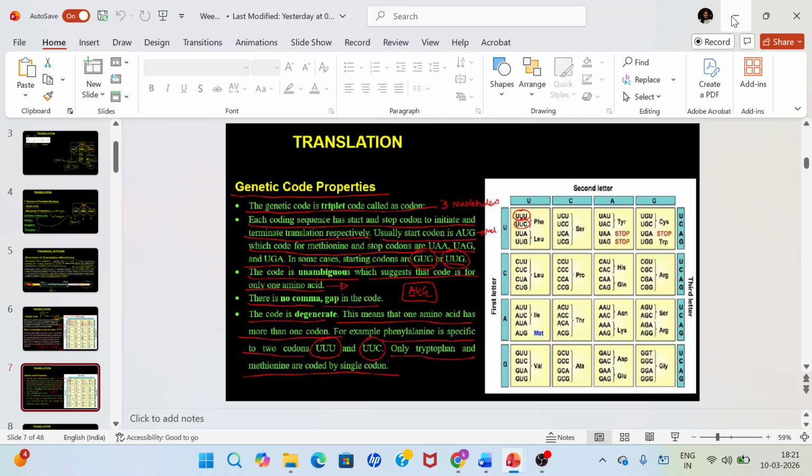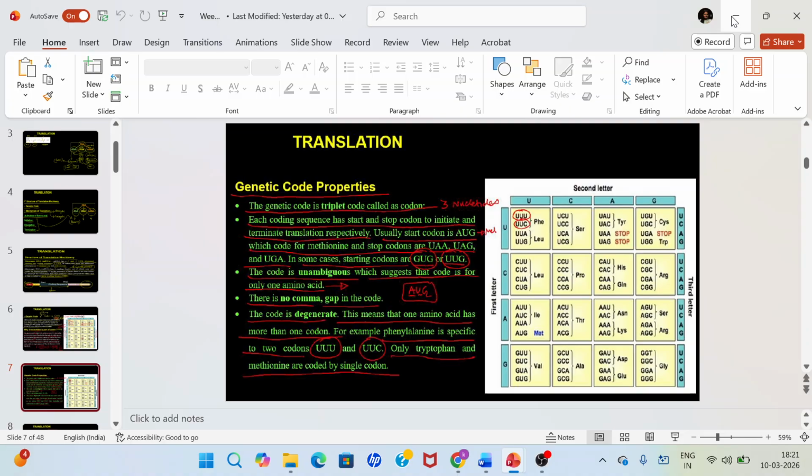The code is unambiguous, which suggests that a codon codes for only one amino acid. As I've already told you, every amino acid can have more than one codon that codes for it, but each codon will code for a single amino acid only. It won't code for any other amino acid. There is no comma or gap in the code. This is the way that the codes are written. No comma, no gap.